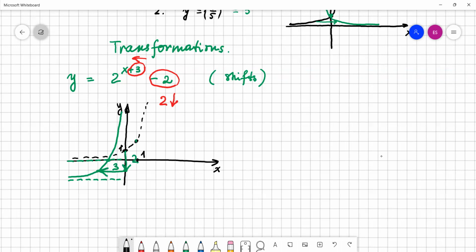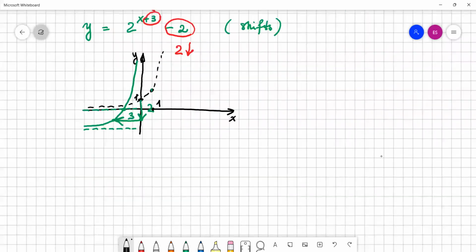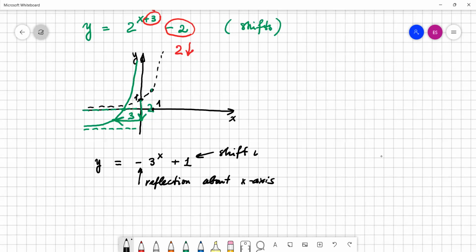We can have a minus in front of the whole function, which is going to reflect it, right? I'm going to graph one more transformed function and then move to solving problems. So y equals minus 3 to the power of x plus 1. How do we graph this one? Minus is going to be a reflection about the x axis. 1 is going to be a shift up.